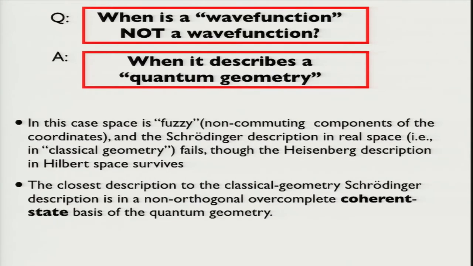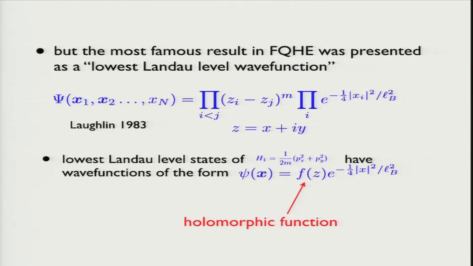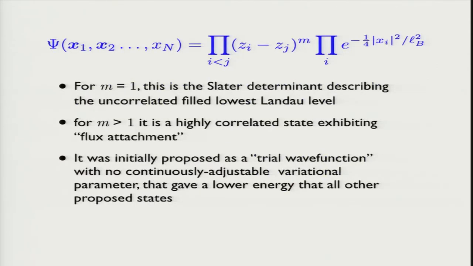Right. So I can say, when is a wave function not a wave function? Essentially, when it describes a quantum geometry, because this fuzziness really is incompatible with wave function descriptions. Okay. So here we have the Laughlin state, and I'll quickly go through how the Laughlin state is actually formulated in the Heisenberg language.